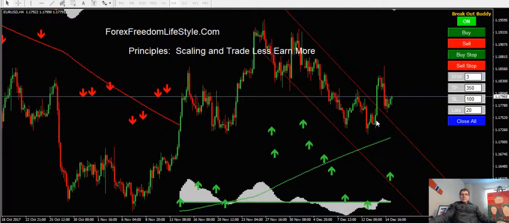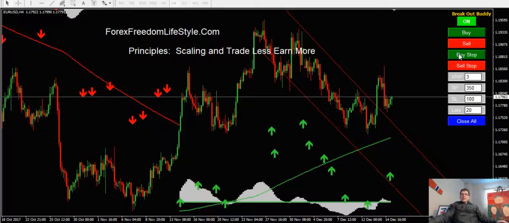So right now, we just had a breakout of this downtrending channel. This large green bar broke this downtrending channel. And we have a 1, 2, 3 price pattern. 1 there, 2 there, 3 there. We expect this to move up.